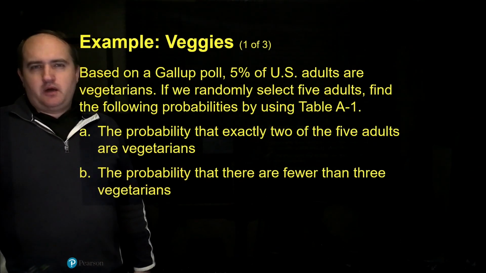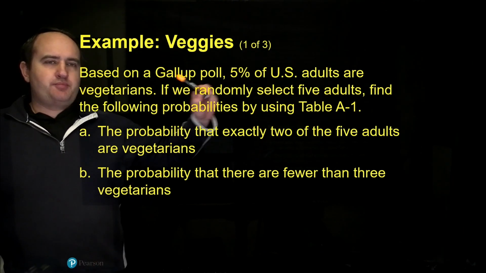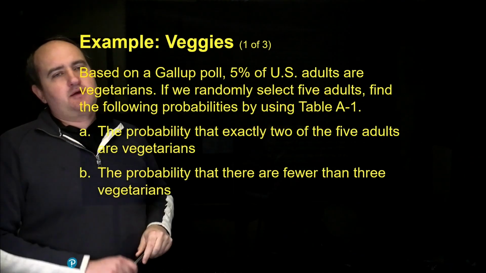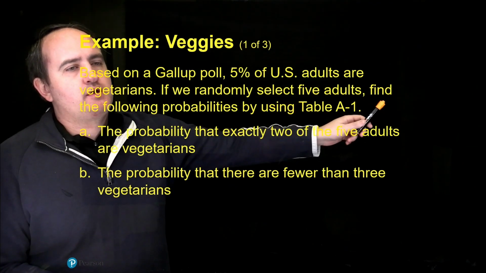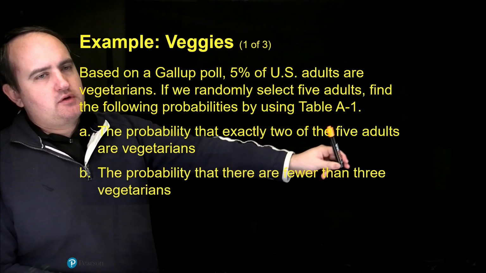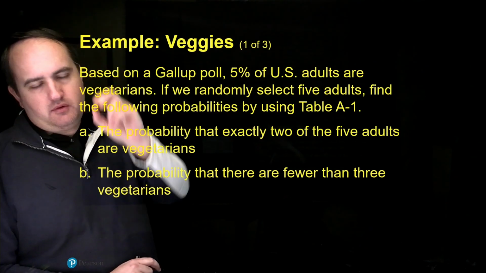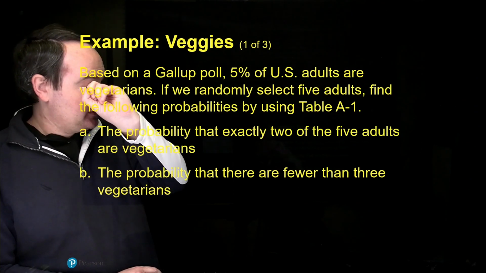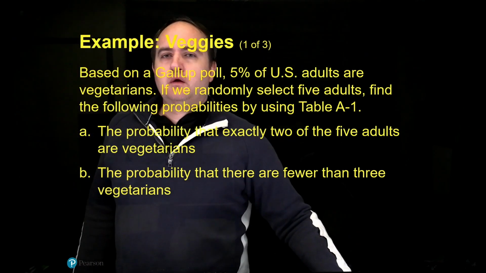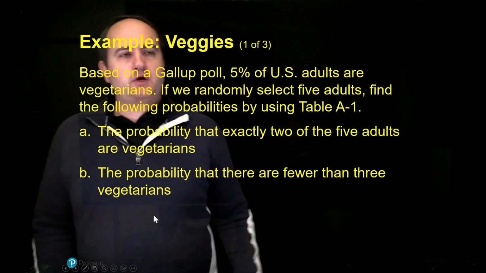Okay, so let's see this whole table business applied to an example. Example on veggies. Based on a Gallup poll, 5% of US adults are vegetarians. If we randomly select 5 adults, find the following probabilities by using table A1. So I will show you table A1, which is on the slides, and then I will also show you table 4, which was the one that we just were taking a look at. So I'll show you both on this video. Okay, so let's take a look at this.